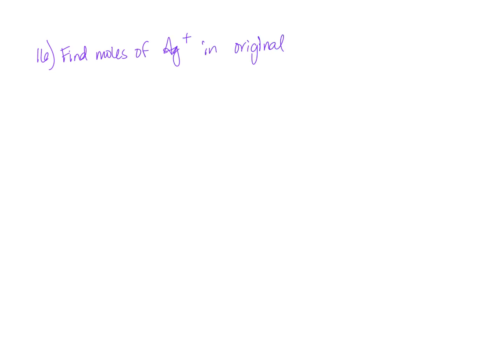In order to do that, I need to know the concentration of my Ag plus in that solution. So I'm going to write an equation. We have Ag2SO4 as a solid. That's going to give me 2 Ag pluses, aq, and an SO4 2 minus, aq. And then I'm going to go ahead and write my Ksp.